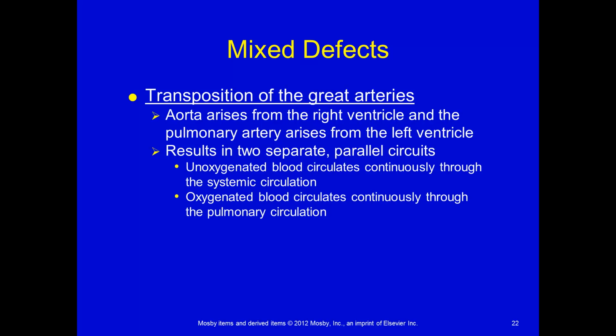So this is a really interesting phenomenon in which you literally have the great arteries being transposed. So what I mean by that is the aorta arises and leaves from the right ventricle, and the pulmonary artery arises and leaves from the left ventricle. So they've switched. So obviously, as you can imagine, what this does is it results in two separate yet parallel circuits. So you have unoxygenated blood that continuously circulates through the systemic circulation because it never gets to the lungs.